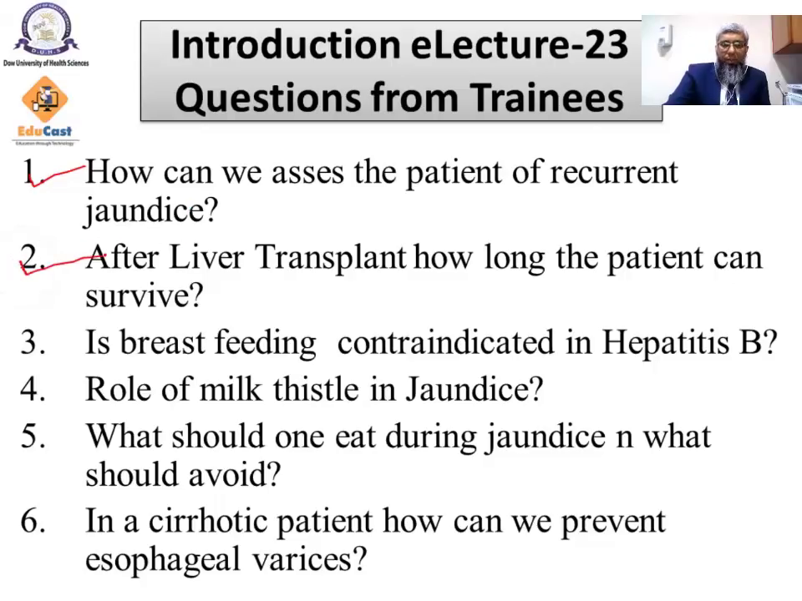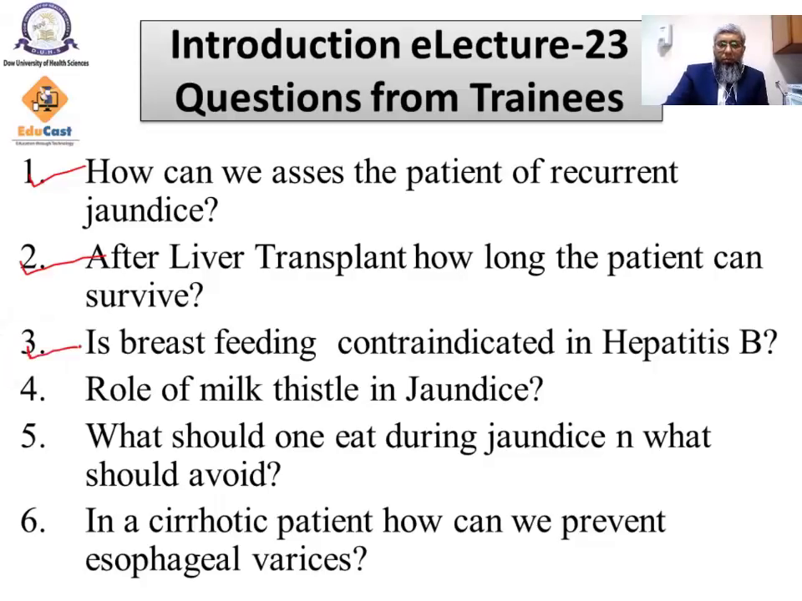Now coming to the second question: after liver transplant, how long can the patient survive? After liver transplant, 85 to 90% of patients survive and live a normal life. Once they pass through the initial 3 to 6 months, survival is almost as good as a normal person, provided that they maintain their immunosuppressive levels adequately and are monitored regularly. So 5-year survival is 85%.